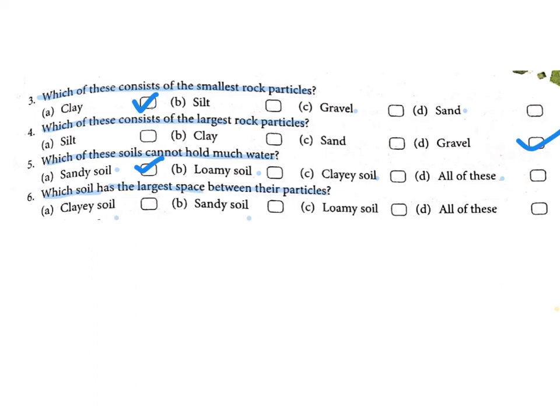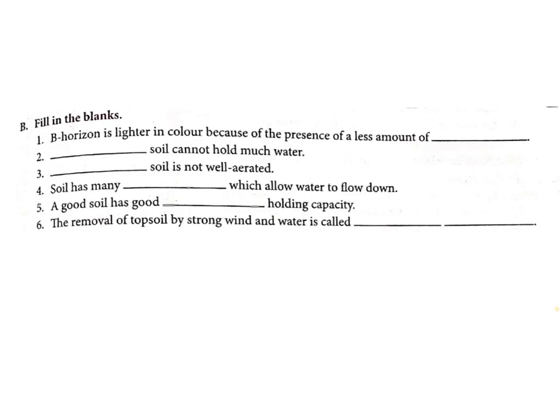A. Clay soil, B. Sandy soil, C. Loamy soil, D. All of these. And the correct answer is, very good, sandy soil. Children, let's do the B part. Fill in the blanks. The first one. B horizon is lighter in color because of the presence of less amount of... Try to answer it. And the correct answer is humus.